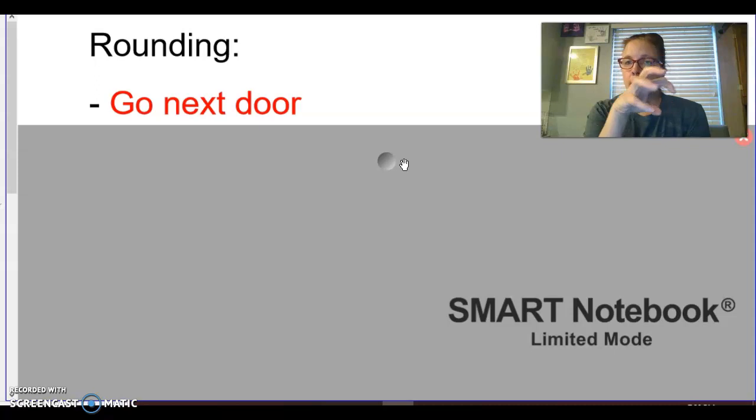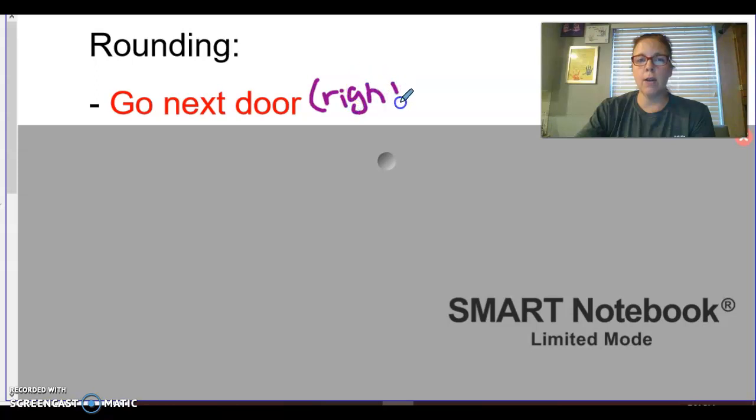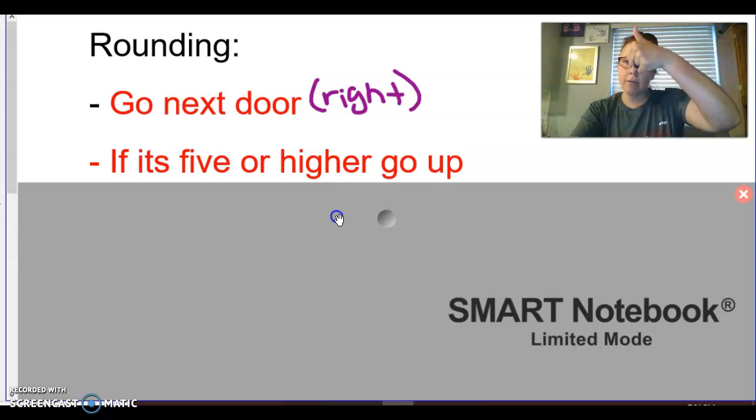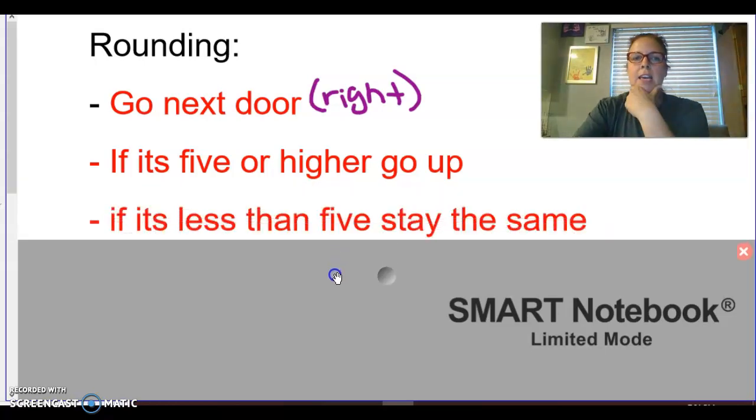So you're going to go next door, to the right. Always to the right. You're always going to go next door. However you were taught in elementary, stick with that. I'm just going to say you're going to go next door to the right. If that is a 5 or higher, you're going to round up. So write these down. If it's less than 5, you stay the same. And sometimes you have to make them zeros, which we'll talk about.